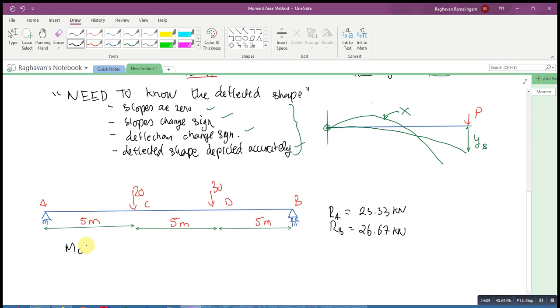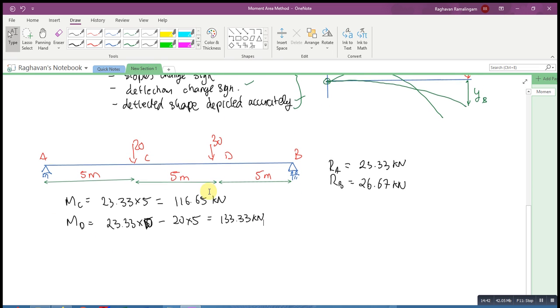So MC, the bending moment at C, is going to be nothing but 23.33 into 5, which is 116.65. And MD is going to be 23.33 into 10 minus 20 into 5, giving me 133. Okay, so this is my BMD.